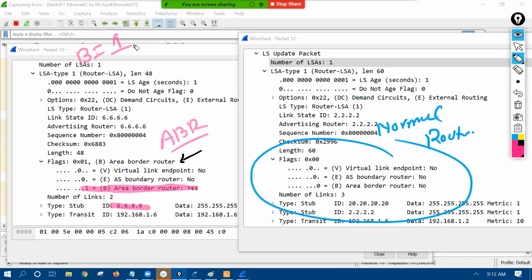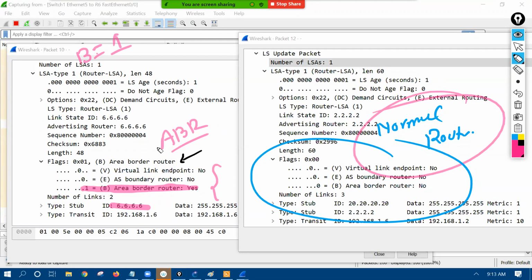So whenever the router is going to advertise the information in your area, it is also going to tell you, is it my ABR router, or my OSPF router, or my virtual link router, or is it my normal router? Whenever OSPF is going to advertise the information in your domain, it's also going to inform you whether this LSA is coming from a special router or a normal router.